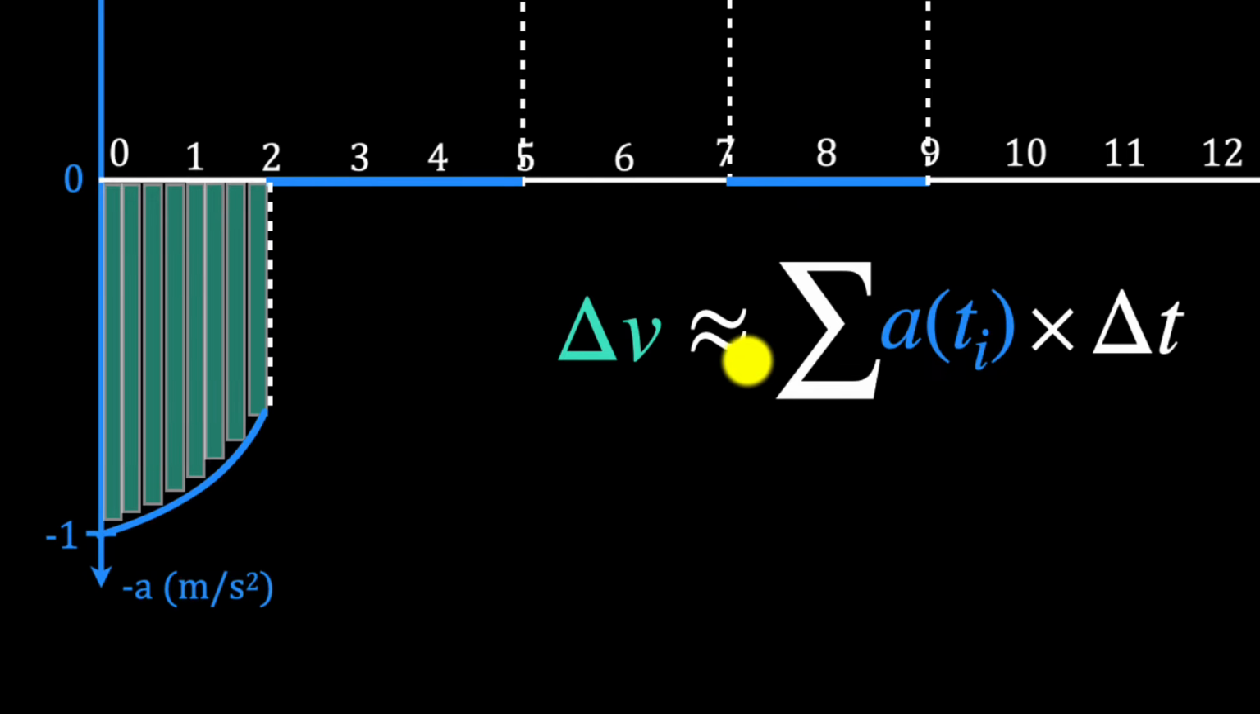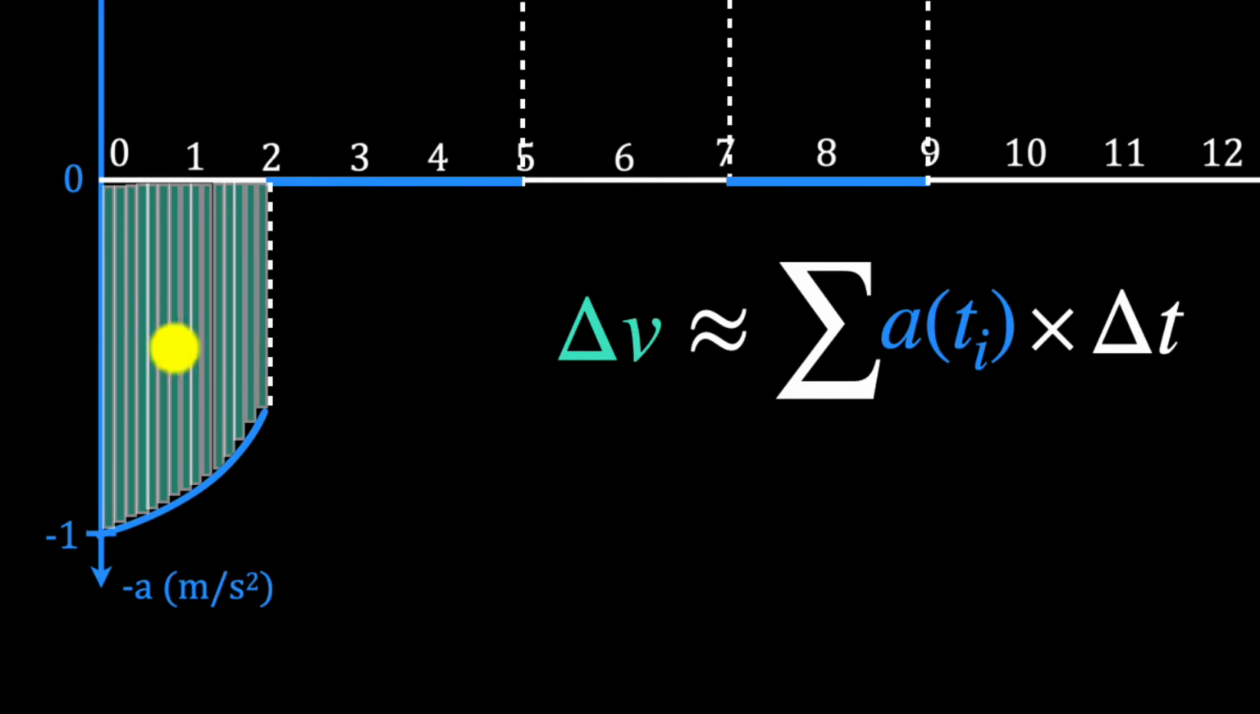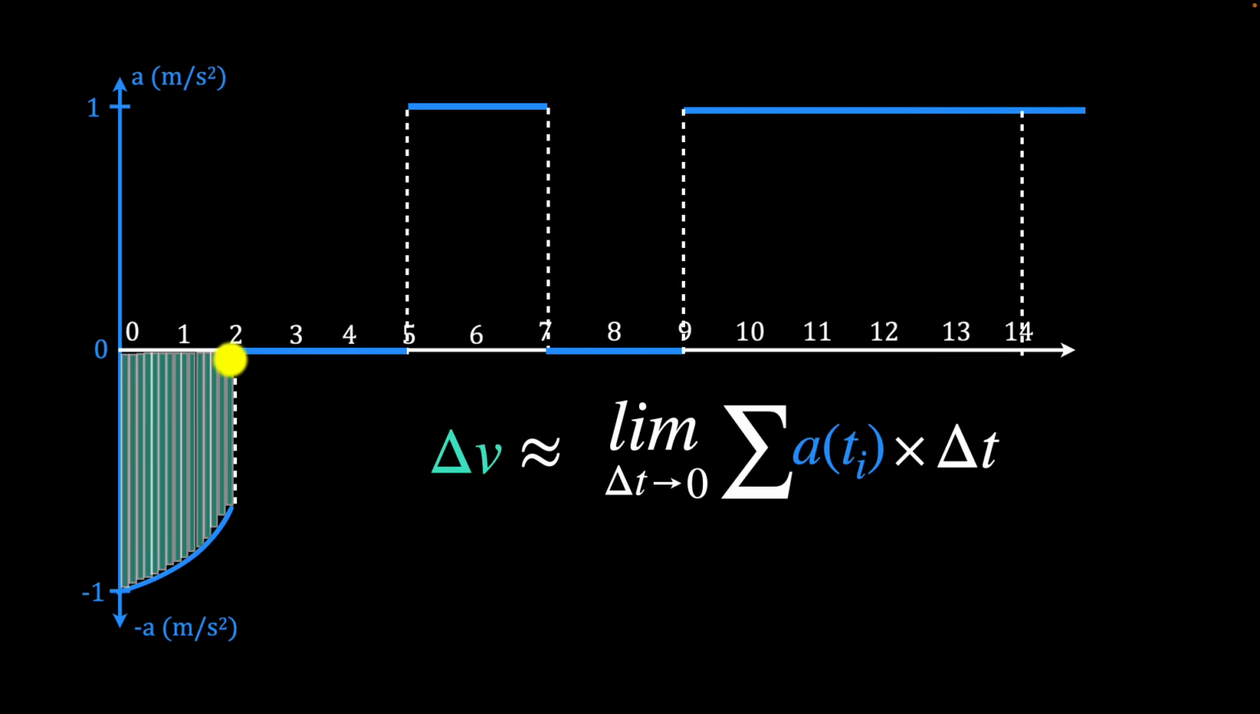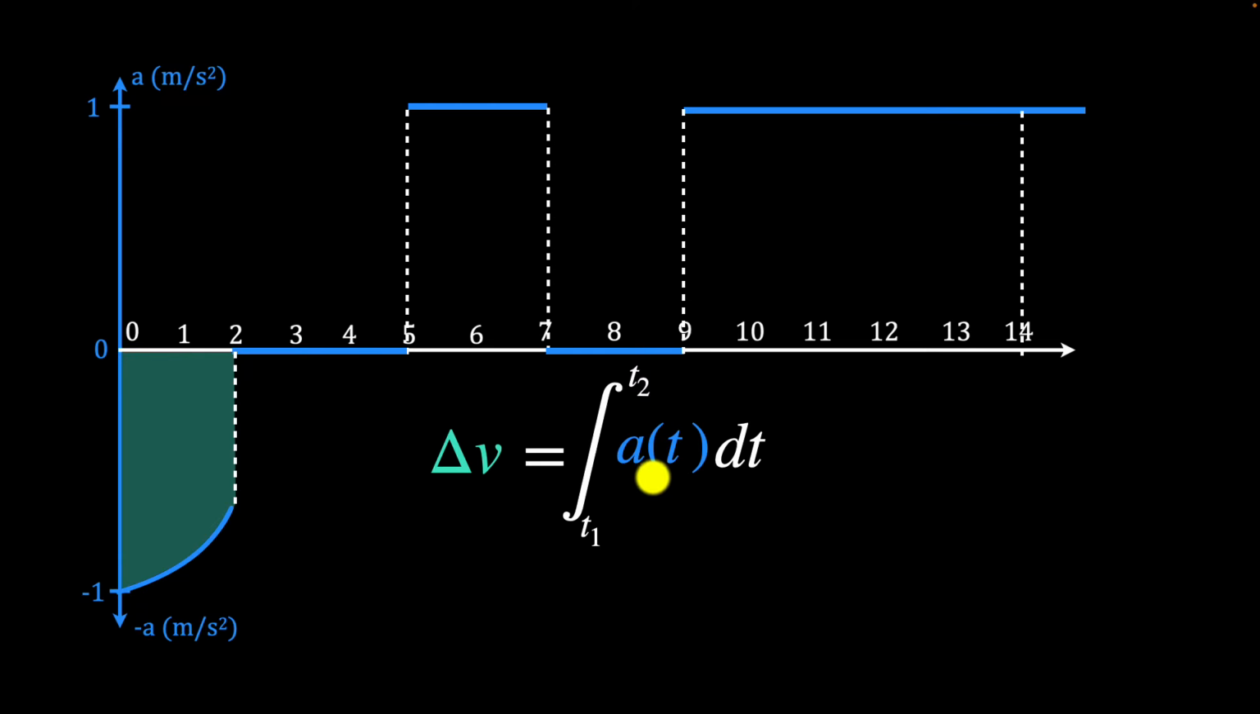Now that approximation will get better if we use tinier and tinier width and use more rectangles and you do more summations. And then eventually in the limiting case where the width is approaching 0, delta t is approaching 0, this summation ends up becoming perfect. And now we call this an integral. To be specific, a definite integral. So this means in general, integrating the acceleration over time gives you change in velocity. And what it represents geometrically is basically the area under the AT graph.